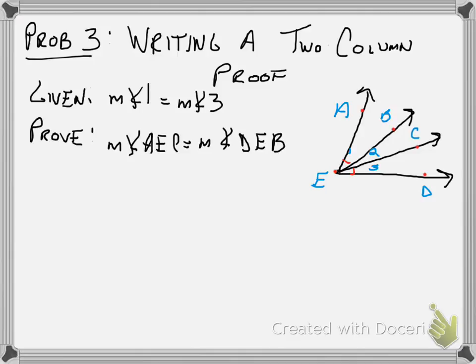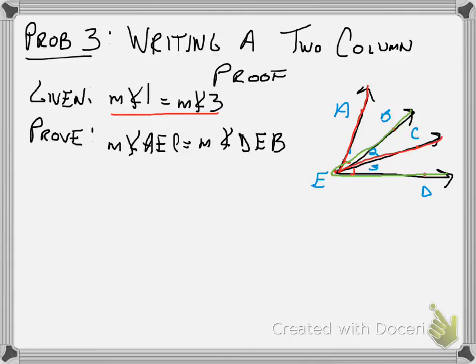Problem 3 is about writing a two-column proof. So they give me that measurement of angle 1 equals measurement of angle 3. They want me to prove that angle AEC, which is this one right here, is equal to, let's do it in green, I like green, DEB. DEB is this angle right here. So I need to prove the red one is congruent to the green one. Okay, so how do I do that?